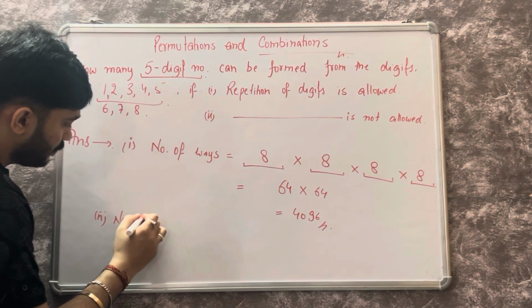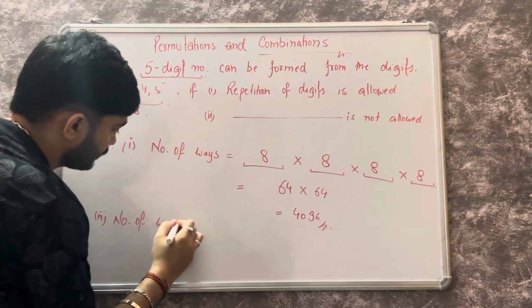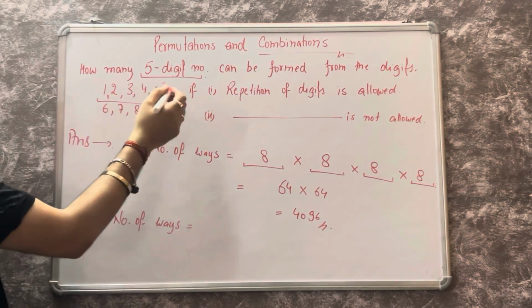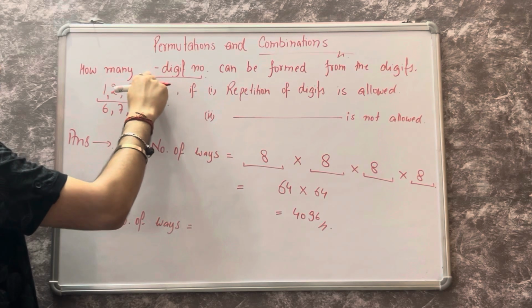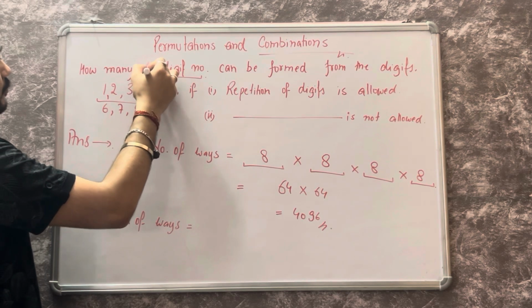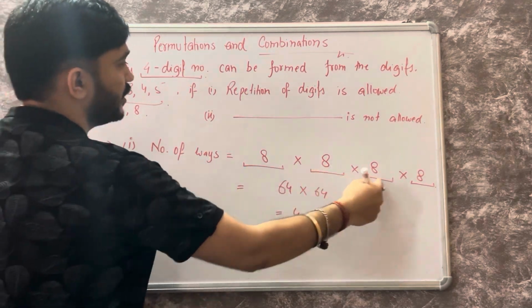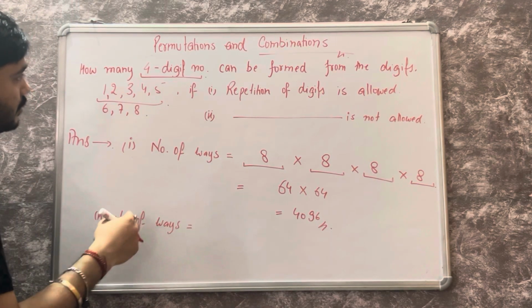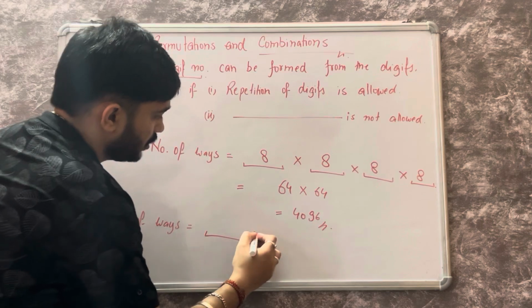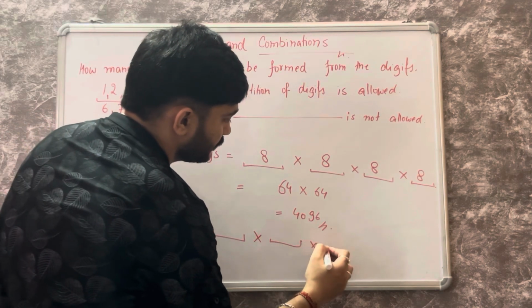Number of ways. Since you are going to have, I have written 5 here. You are going to have a 4-digit number because we have already solved this answer. Since number of ways is going to be, you have to write the 4 spots here.